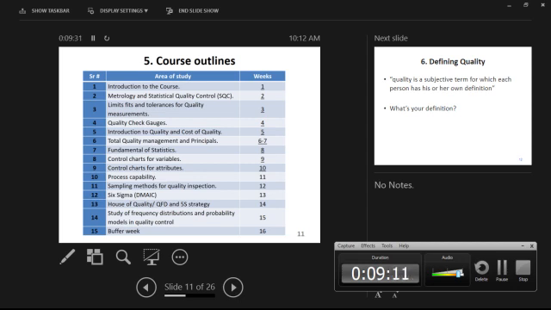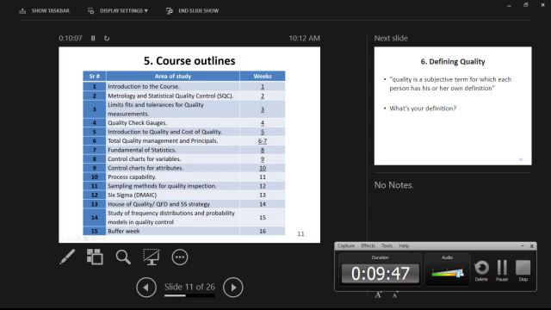Limits, fits, tolerances for quality measurement is also from the SQC. We will cover this in week number 3. The fourth topic is quality check gauges. This we will cover in week number 4. There are some gauges which are commonly used in the industry to check the quality of the product. Then from the 5th week we will start to introduce quality and cost of quality.